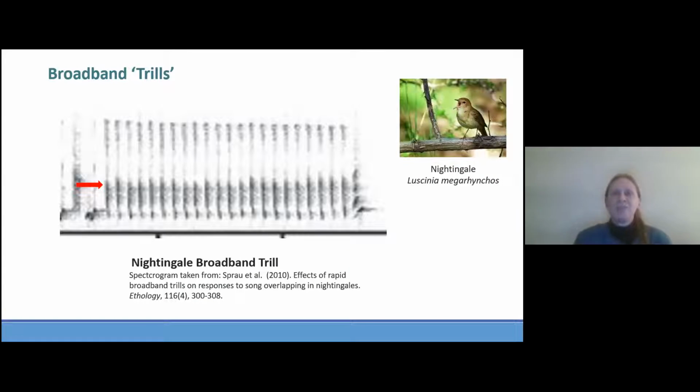And I came across the Nightingale's Broadband trill. This is a song element, so you can see it starts where the red arrow is, and it's actually part of this bird's mating vocalizations. So it's not a short range call, which is indicating an imminent aggressive encounter. It's a long range vocalization. It's resonated out into the environment as part of the mating vocalizations. And it has the general meaning, this is my territory, don't come in, don't come any closer. So it seems to have a similar meaning to the yellow and black.